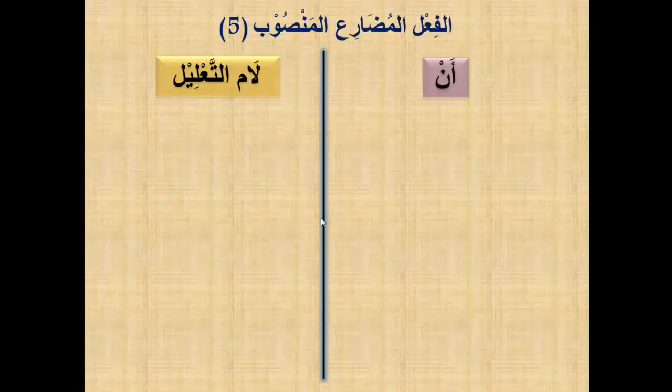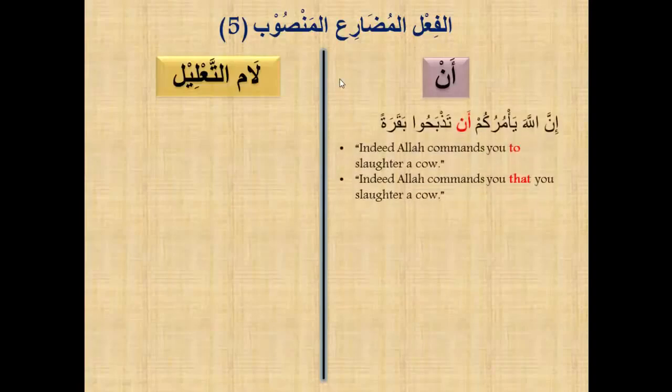In order to better illustrate what an and lam ta'lil actually mean, I'll be going over some examples of their usage in this slide. إِنَّ اللَّهَ يَأْمُرُكُمْ أَن تَذْبَحُوا بَقَرَةً. Translation number one, indeed Allah commands you to slaughter a cow. So here an is translated as to. We have an followed by الفعل المضارع المنصوب تَذْبَحُوا. The marker is حَذْف النُّون, dropping the noon.